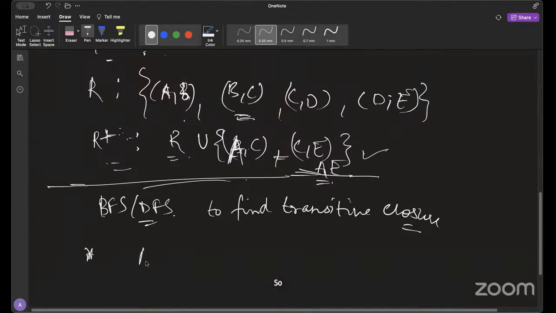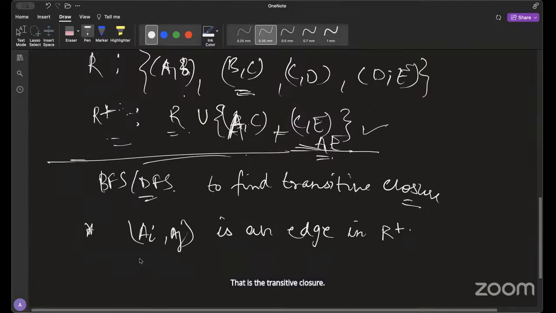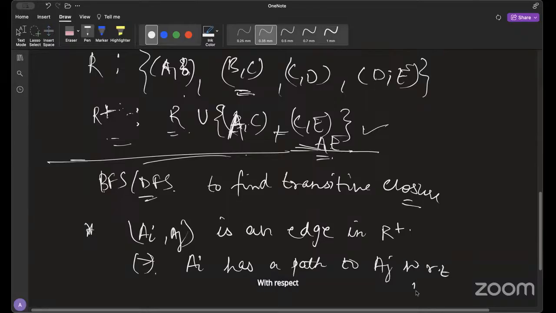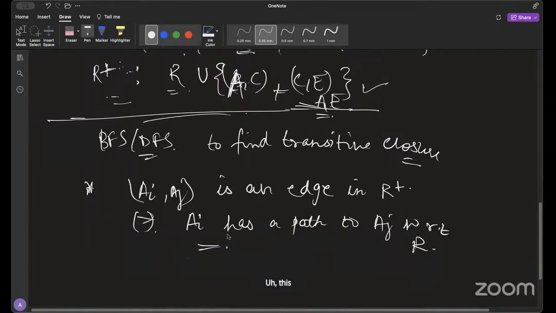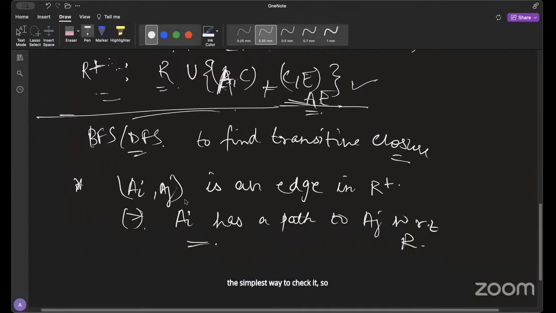So AI and AJ is an edge in R plus, that is the transitive closure, if and only if AI has a path to AJ with respect to R. This is the simplest way to check it. So if there is an edge from AI to AJ, then there is a path from AI to AJ in R. Or if there is a path from AI to AJ in R, there is an edge from AI to AJ.